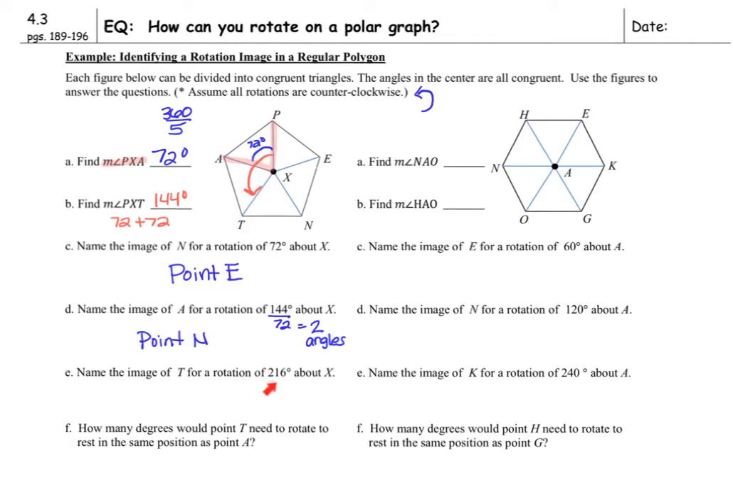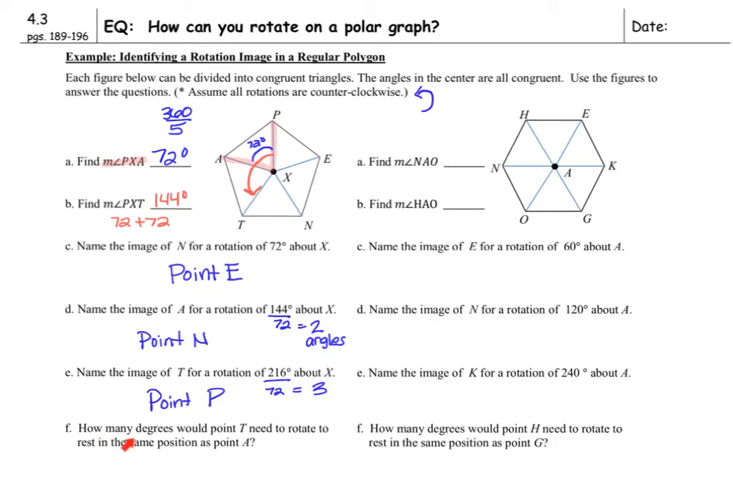Next, we're going to name the image of T for a rotation of 216 degrees about X. How many rotations is that? All you have to do is divide 216 by 72 and you get 3. So that means when I start at T, I'm going to go 3 rotations. What point would I end up at? Remember, we want to go counterclockwise. So if I'm at point T and I go 3 times, 1, 2, 3, I would be at point P.